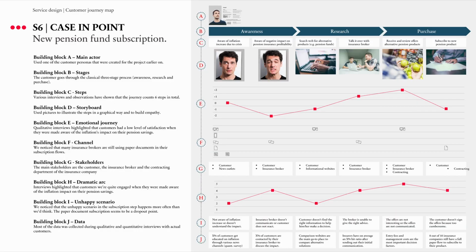Let's now go over the different building blocks. Before drawing the stages and the steps, we first defined who we were drawing the customer journey for. We used an existing persona that the bank was already well informed about. The most important requirement we had for our main actor was that they were concerned about protecting their capital from inflation and that they already possessed a pension saving product.